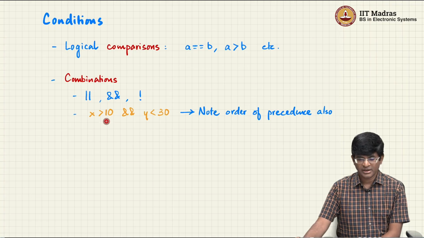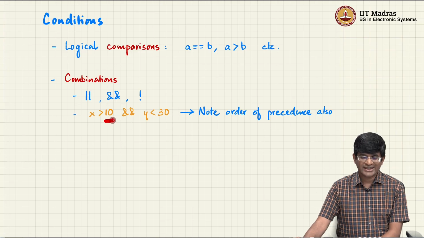That's all. What this expression means is I first check whether x is greater than 10, it's either true or false. Is y less than 30, that's either true or false. Then I combine the two. If both the expressions were true, then the overall expression becomes true. If any one of them was false, the overall expression becomes false.